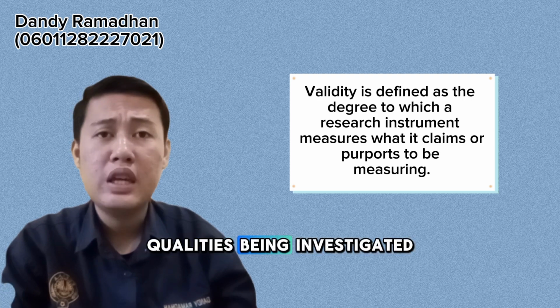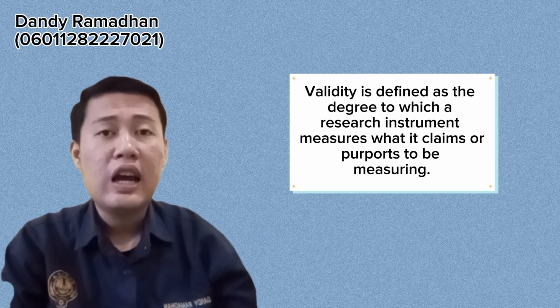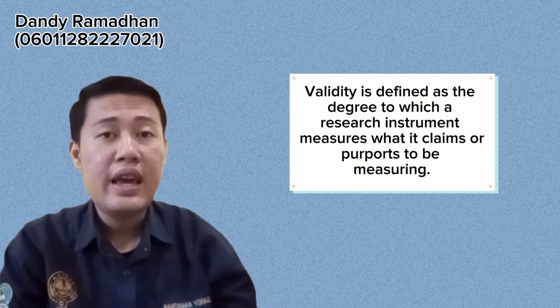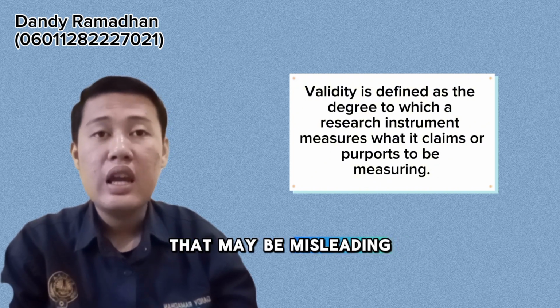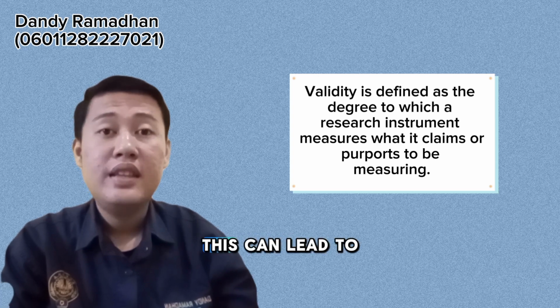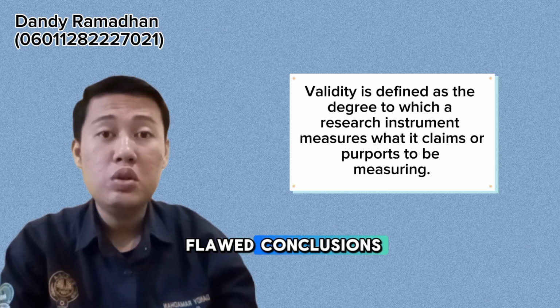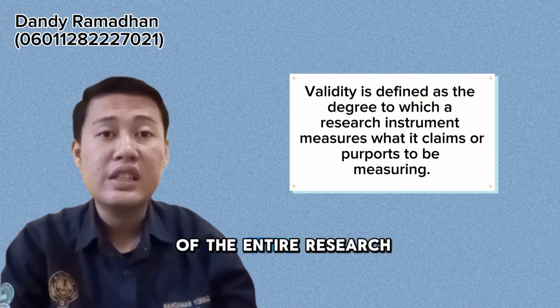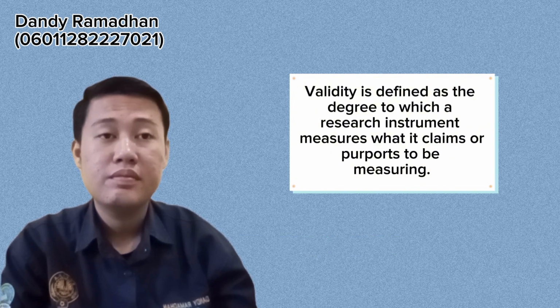A research instrument with high validity produces results that are truthful and reflective of the actual characteristics or qualities being investigated. Conversely, a research instrument with low validity yields data that may be misleading, inaccurate, or irrelevant to the research question. This can lead to flawed conclusions and undermine the value of the entire research endeavor.